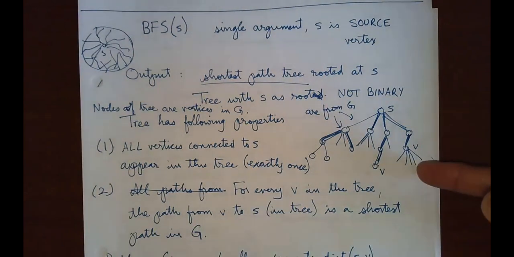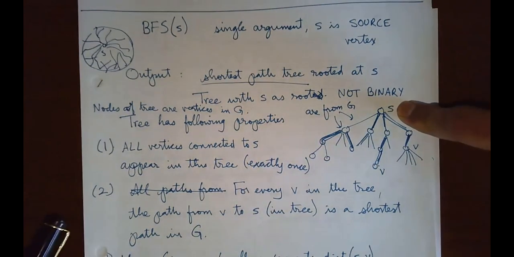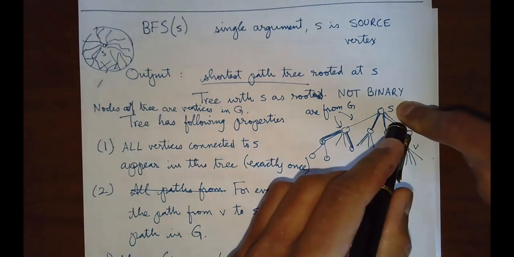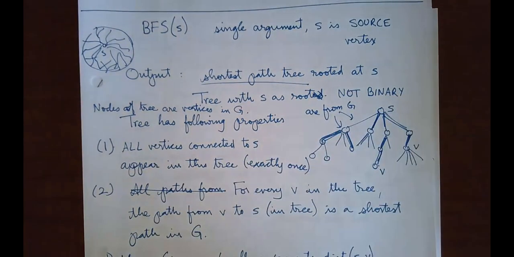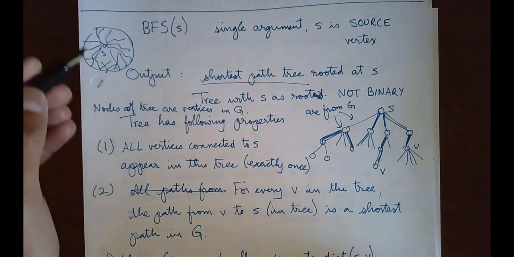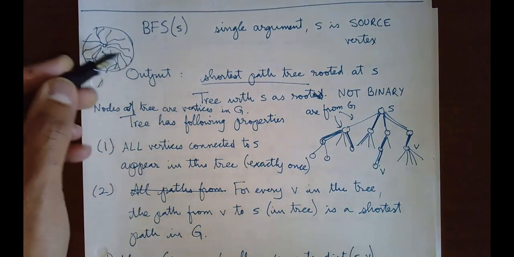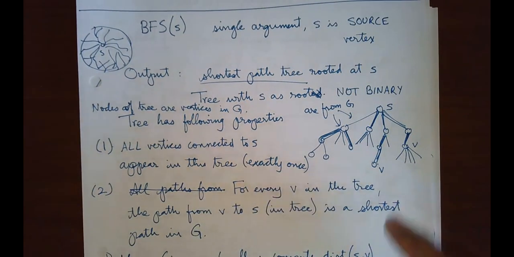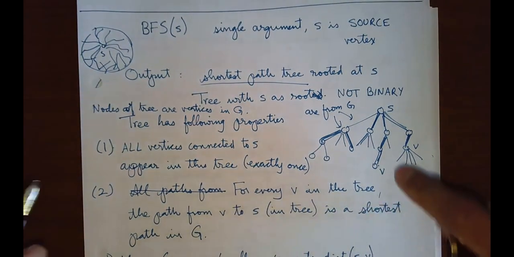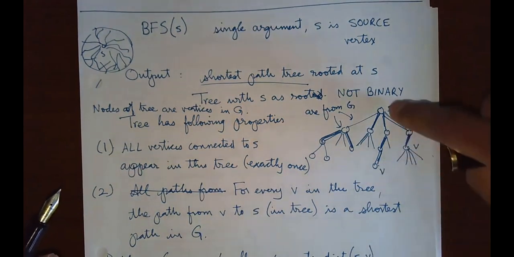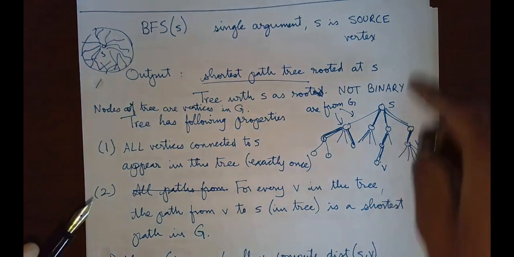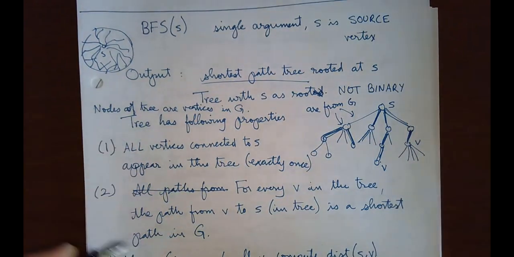So in this tree, the root is S, and all the vertices that are connected to S are going to be in this tree. What this means is if you look at the graph and you look at all the vertices that have a path to S, they're going to lie somewhere in this tree. Furthermore, for any vertex in the tree, if you take the path from V to the root by going up, just follow the parents, then that path is a shortest path. These are the conditions of a shortest path tree.